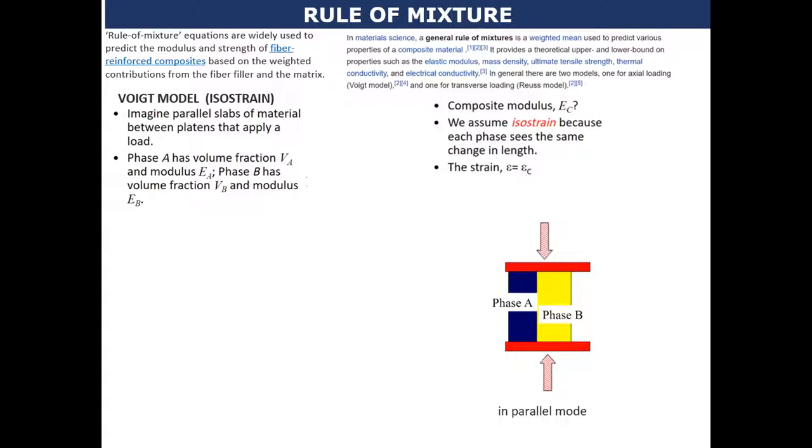There are two different approaches. One related to axial loading, that is the Voigt model, and a second approach that is related to transverse loading, that is the Reuss model. These two models give way to the rule of mixture. So let's start with the Voigt model. The Voigt model is very simply represented within this picture. You consider a two-phase material in which the phases are in parallel and undergo an isostrain condition.